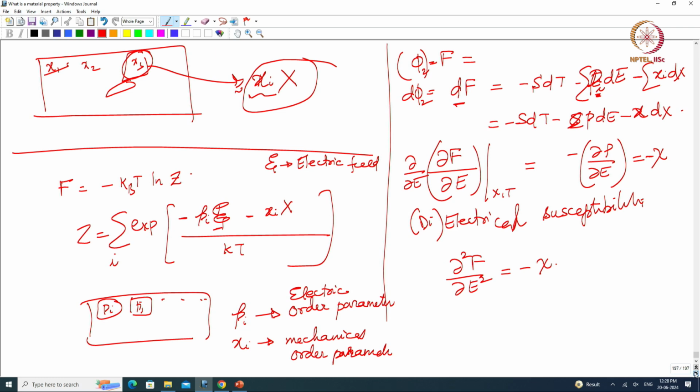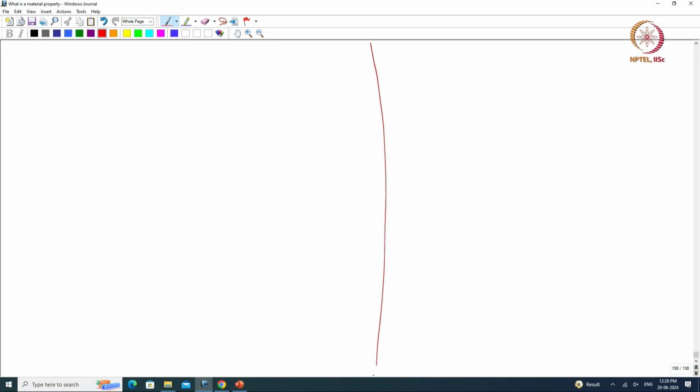But now I have a sniff into the microscopy of that. Now I want to understand really what susceptibility is. So then I am going to say f is nothing but minus kBT log z. I need to invoke z instead of f, because z has information about all the microscopic features of the sample. So what is that?